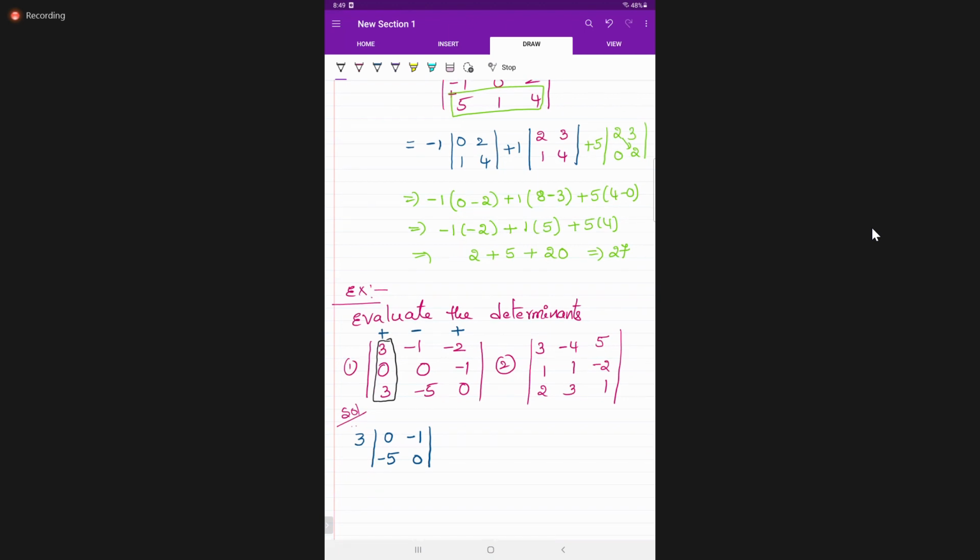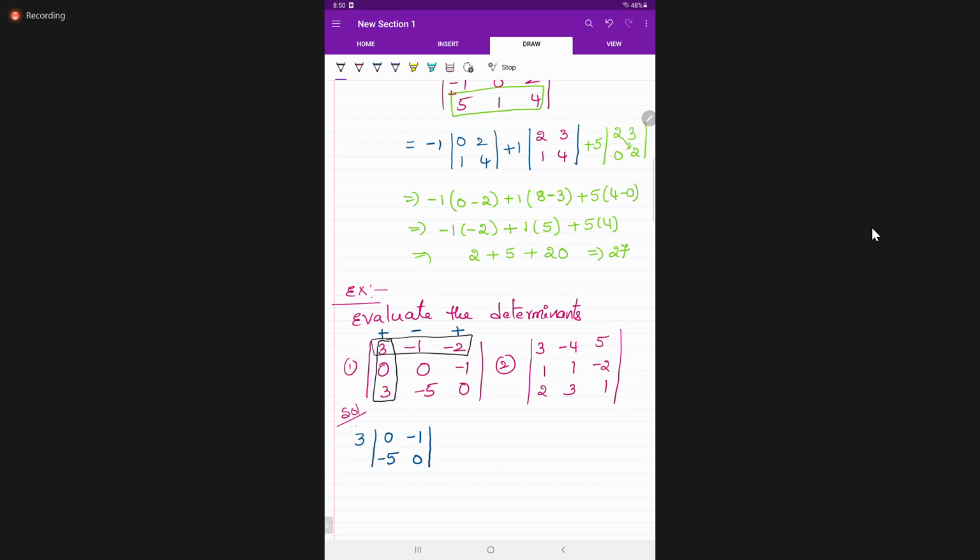Any row or any column: first row, second row, third row, or first column, second column, third column. But the answer will be the same only, na? So why do all that? One is enough. Basically you are doing first row expansion only, because first row expansion is easy compared to all the remaining rows or columns. Is it clear, students, all of you?